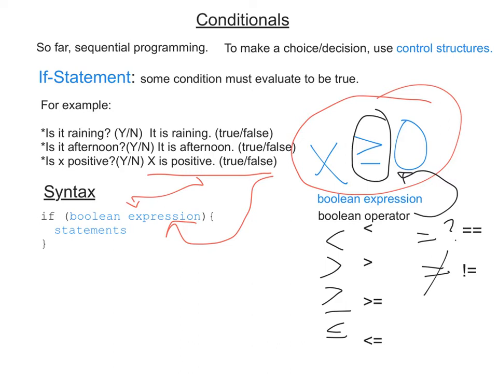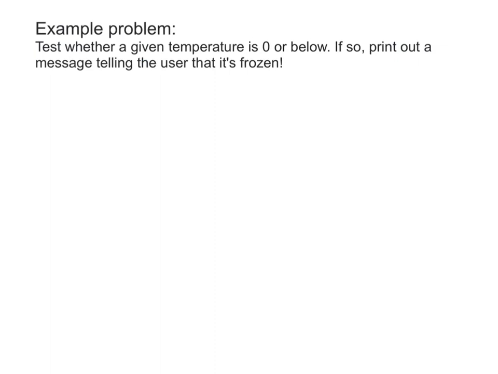So these logical operators are used in Boolean expressions, that is, expressions that can evaluate to only one of two values, either true or false. So let's run through an example problem. Let's write a Java code fragment that tests whether a given temperature is 0 or below, and if it is, the program prints out a message to the user telling us that it's frozen outside.